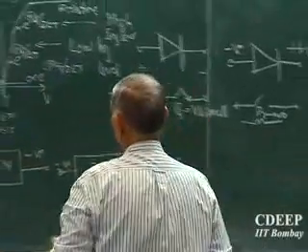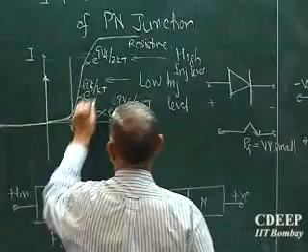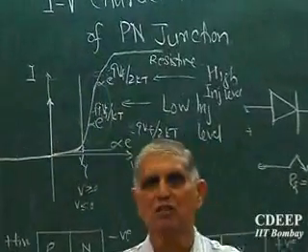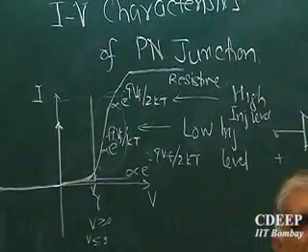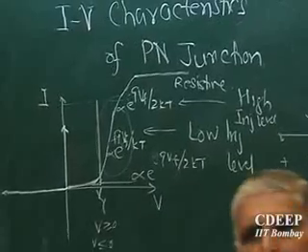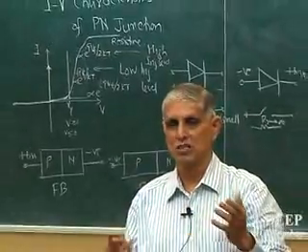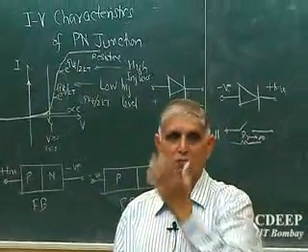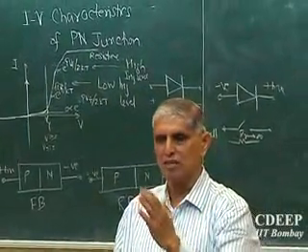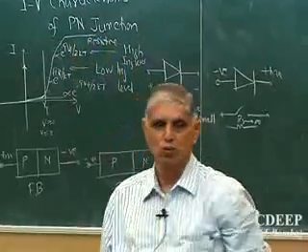However, most of the time our device will get biased somewhere in this voltage region in most circuits, and most of the time e to the power QV by kT will be the proportionality, in most cases. However, the characteristics must be known: why initially something like this, then rise, and then why it shows so.